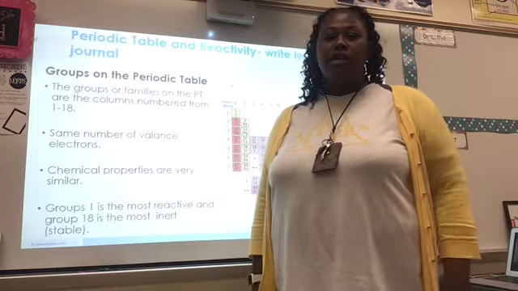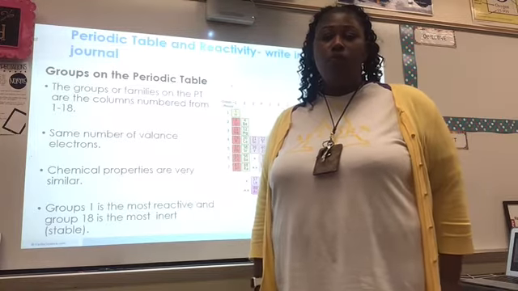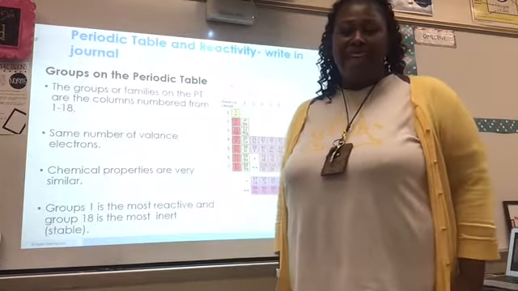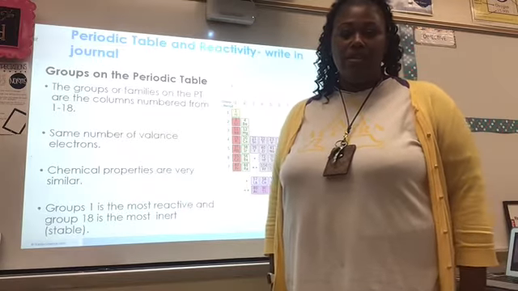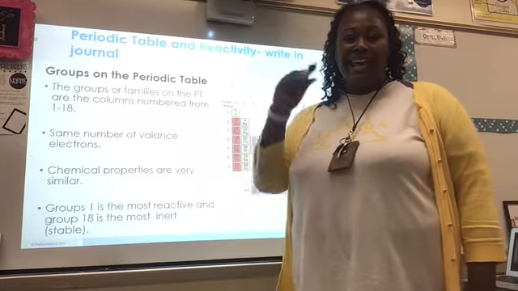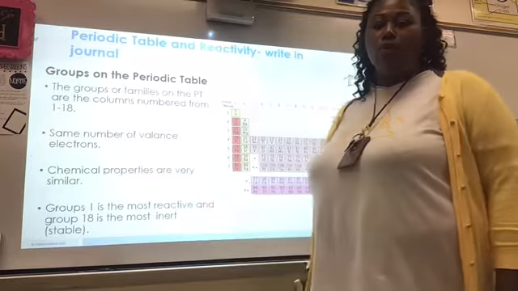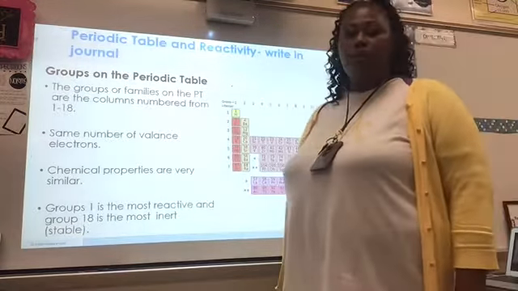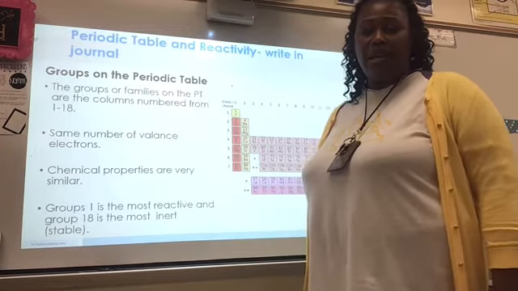So make sure you look at that number right below the group number that has an A. That's going to give you an amount of valence electrons. And remember, valence electrons are the electrons found on the last energy level on your Bohr models. So that's what we know by looking at the periodic table.